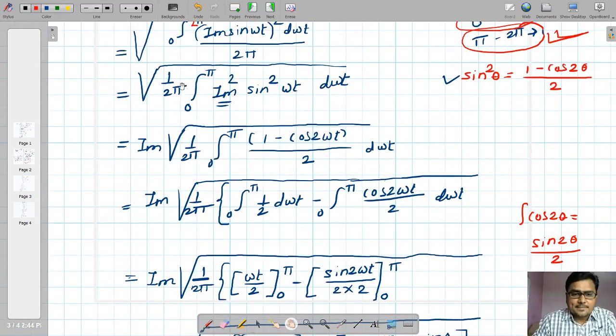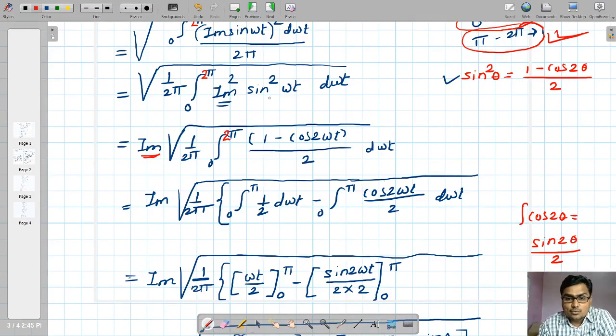Look at this. Here it is 0, and instead of 0 to pi, I will write 0 to 2 pi. 1 divided by 2 pi will be as it is, Im square, sine square omega t. Everything is the same. Now again here, I took out Im. Look at this. Im is out of the square root now. 1 divided by 2 pi will be as it is. Then instead of pi, I am putting 0 to 2 pi.